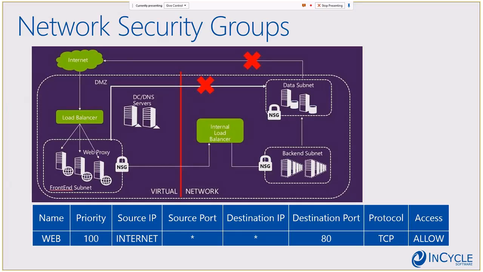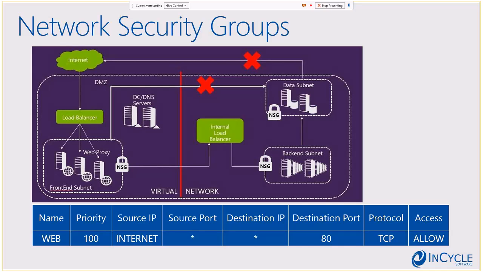So this gives me the ability to segment my virtual network into specific regions or subnets and control how communication can occur between those subnets. So in this scenario, the diagram is depicting the ability to create a DMZ. Whereas my domain controllers and DNS sit in a relatively open DMZ zone, then my web proxies are in a front-end subnet, my data is in another subnet, and my back-end is in another subnet.